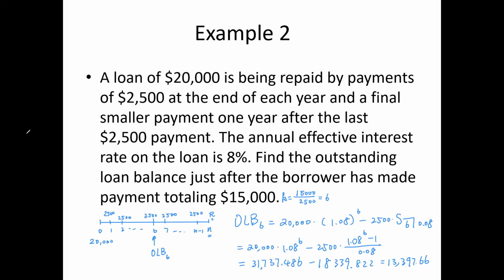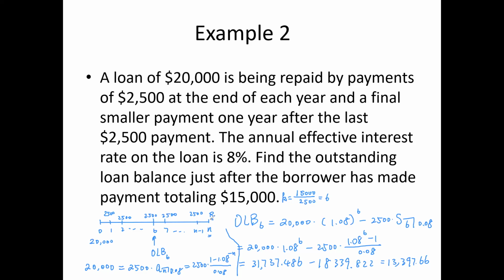And if you want, you can find n by solving this equation. First of all, you assume you have all level payments. So you have the loan equal to 2500 times a angle n at 0.08. That is 2500 times 1 minus 1.08 to the negative n over 0.08. And you can solve for n. I think n is about 14.